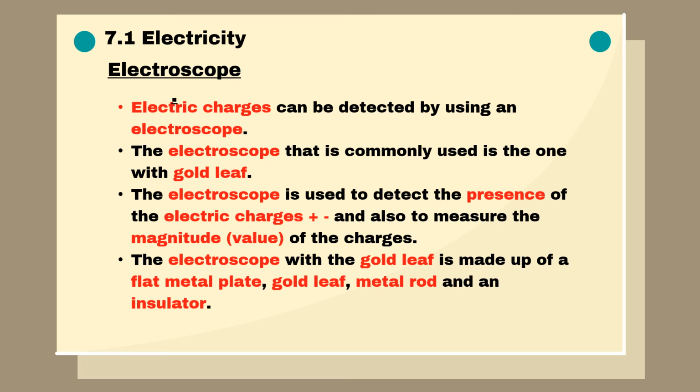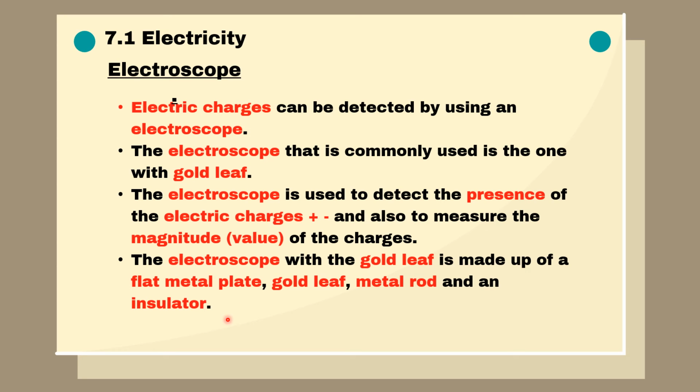Now, we are going to discuss about the electroscope. Electric charges can be detected by using an electroscope. The electroscope that is commonly used is the one with gold leaf. The electroscope is used to detect the presence of electric charges, which means positively and negatively charged, and also to measure the magnitude, which means the value of the charges. This is the function of the electroscope.